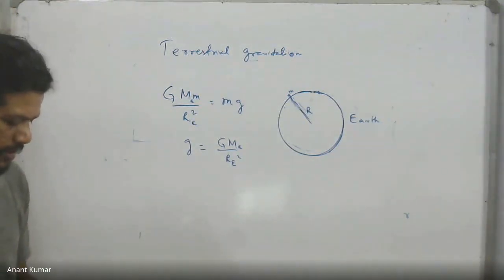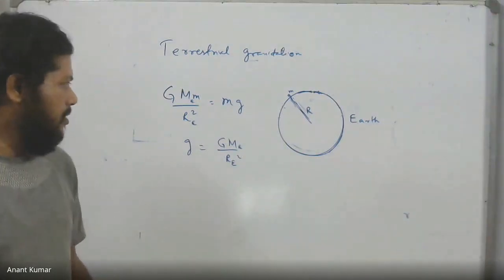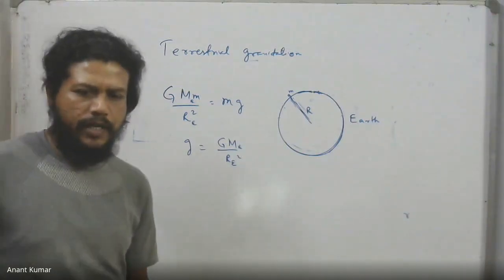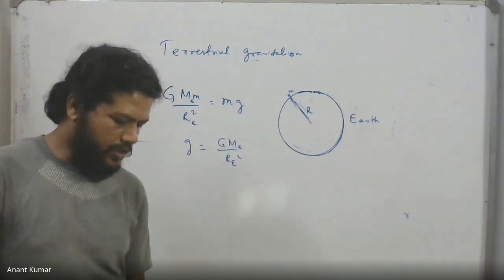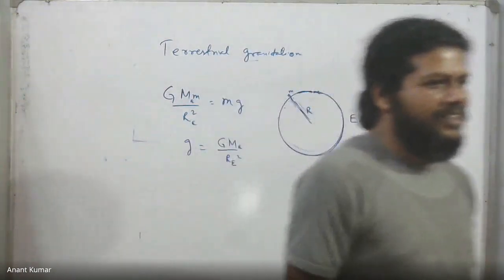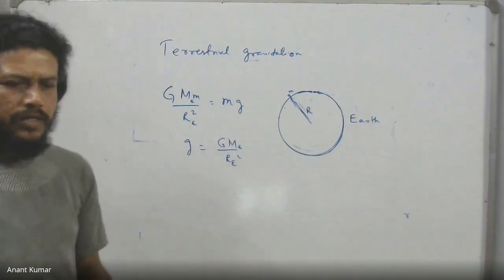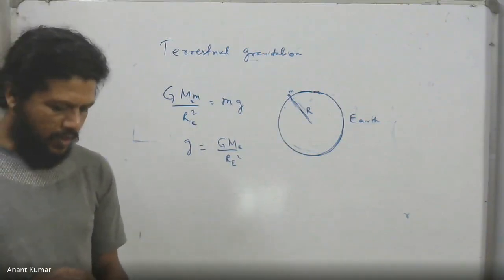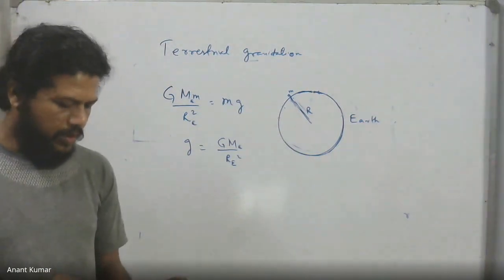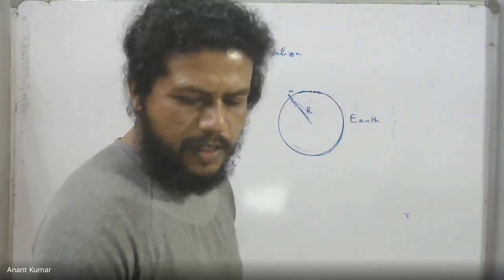You see, G is 6.67 into 10 to the power minus 11. The mass of the Earth is around 5.96 into 10 to the power 24 kg, divided by the radius squared. The radius is about 6,400 kilometers, so in meters and then squared. The Earth's radius is approximately 6,400 kilometers.